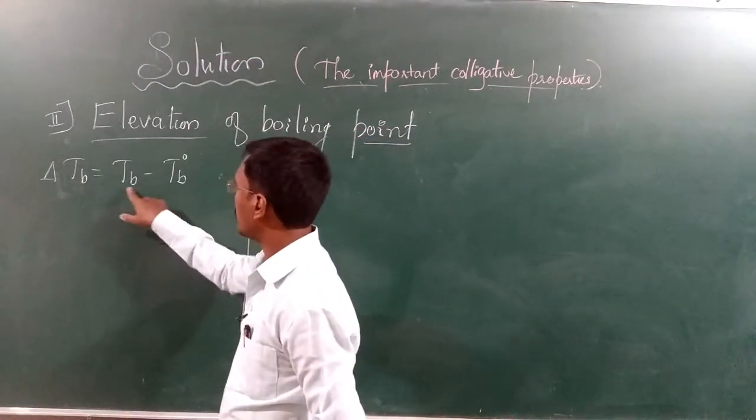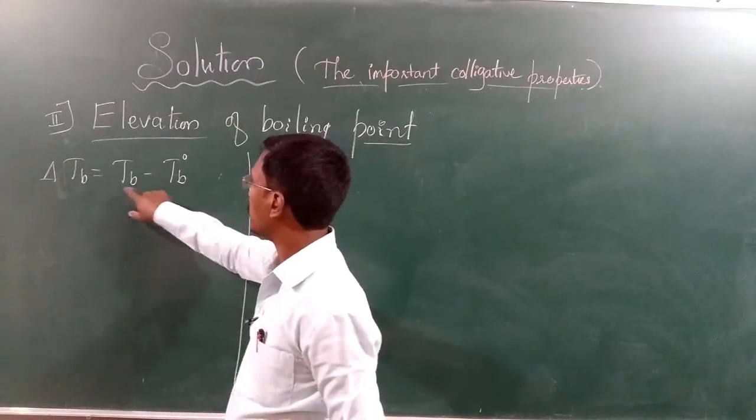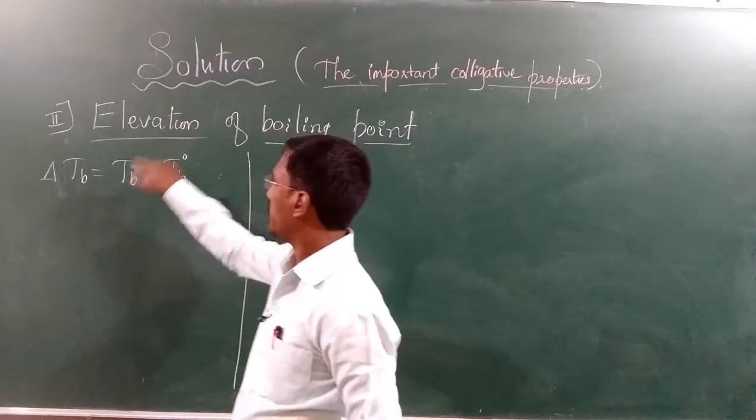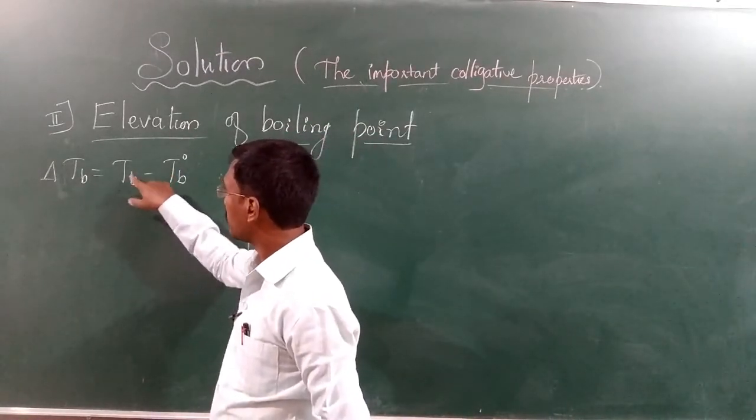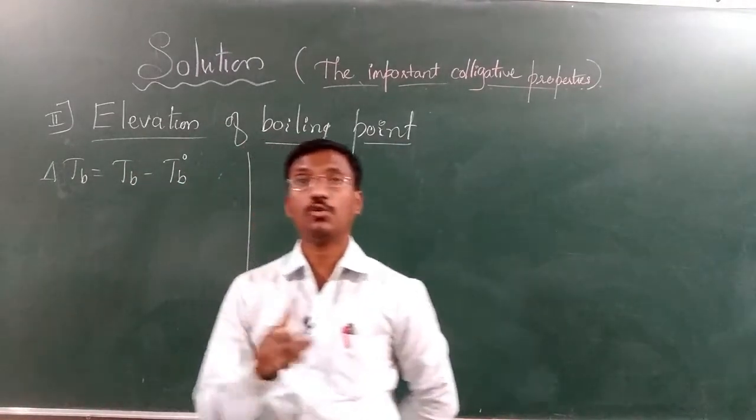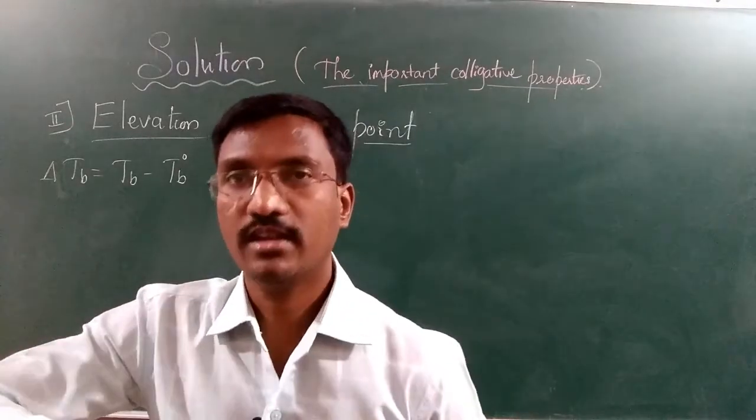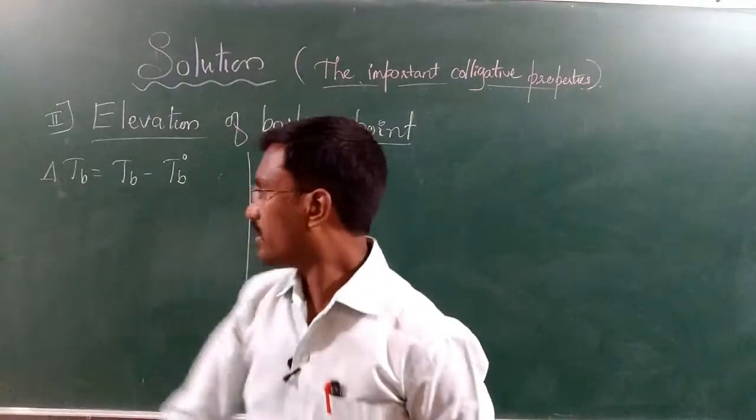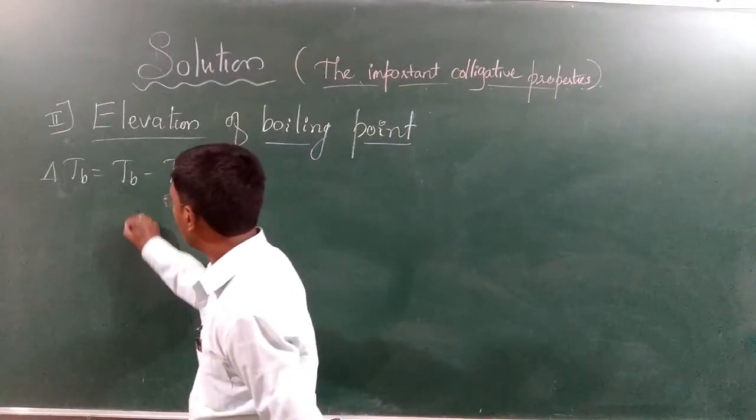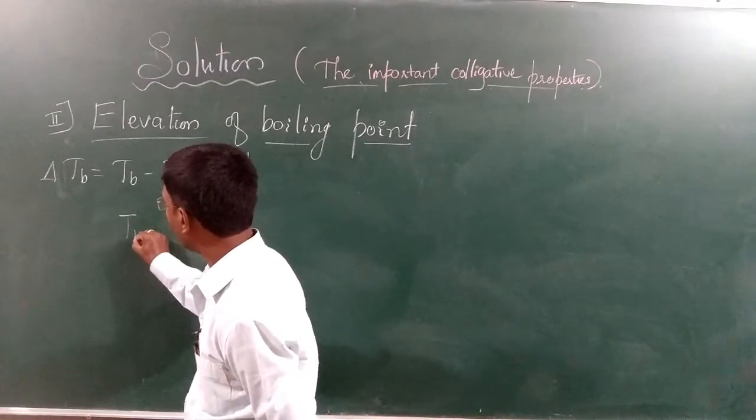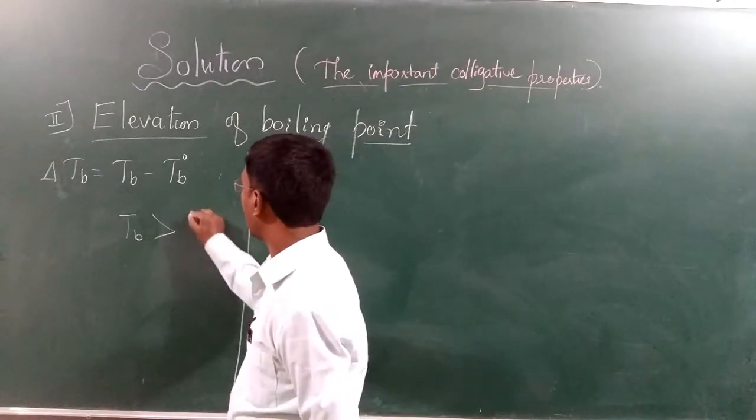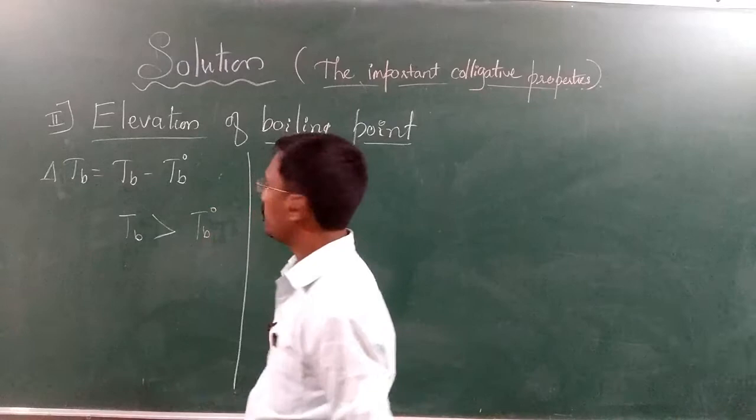The same thing applies here. T indicates the temperature, and B is only for boiling. So T with B is the boiling point temperature. TB is the solution, and TB naught is the solvent, the pure solvent. Keep in mind, B is only for boiling and T is the temperature. Can you see how I have written this? The boiling point of the solution is greater than the boiling point of the pure solvent.